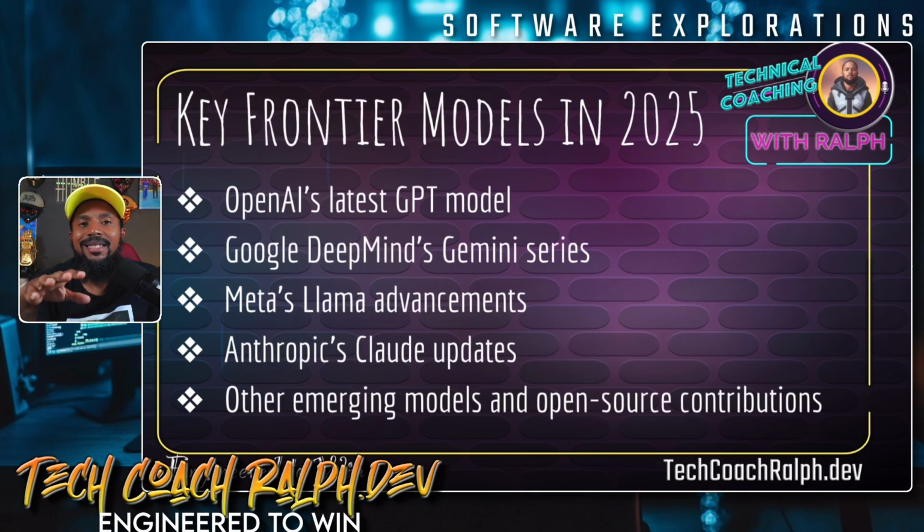So what are some key frontier models in 2025? In the year of 2025, we have OpenAI's latest GPT model, right? We have Google's DeepMind Gemini series. We have Meta's Llama advancements, Anthropic's Claude updates, other emerging models, and open source contributions.